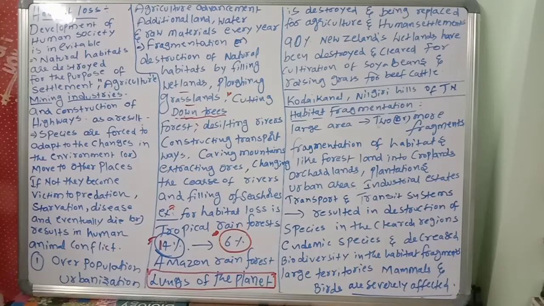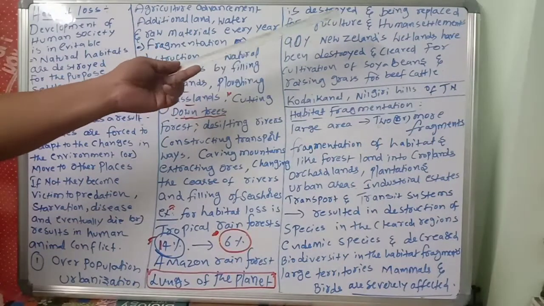Because it is helpful for production of oxygen and purifying the air, taking in carbon dioxide and providing rain. So many benefits come from the Amazon rainforest. Millions of species, not one or two species or 1000 or 2000, are living in the Amazon rainforest. Yet it is being destroyed and replaced for what? Agriculture and human settlements.